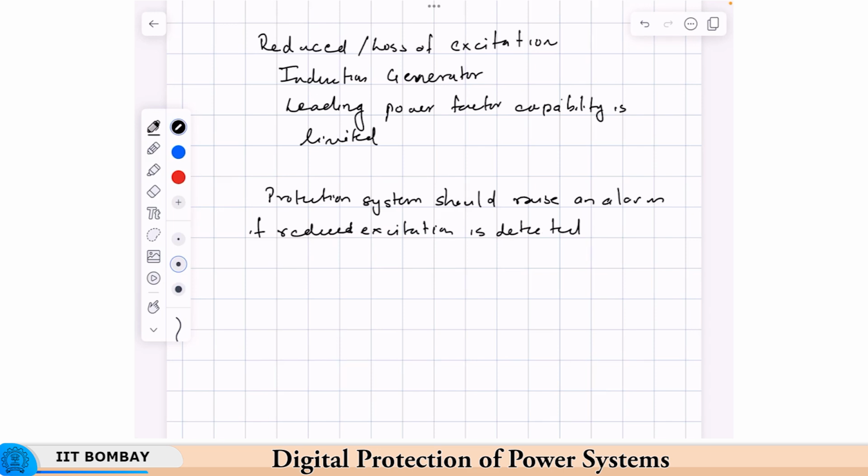Okay. Or if it persists, or complete loss is detected, then a trip is issued. If this condition persists, though we saw the limits and all, the operation at leading power factors can be tolerated for some time, but if it persists for a long time, then a trip is issued or a trip command is issued.